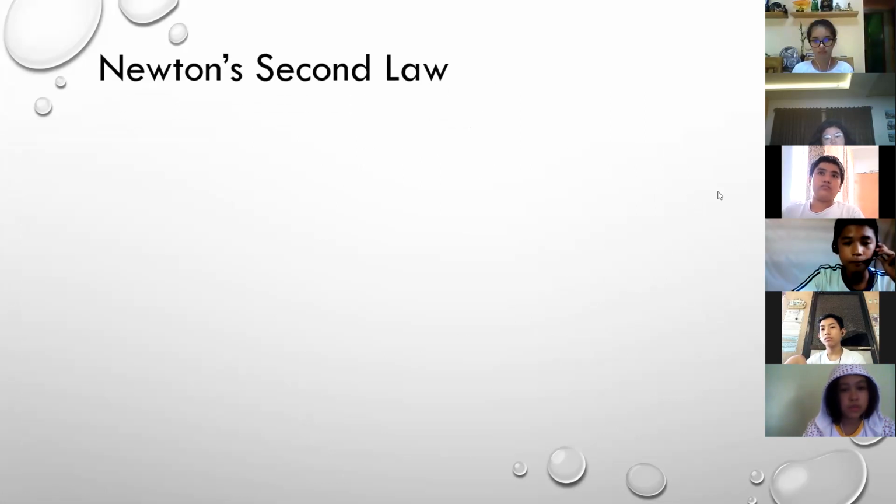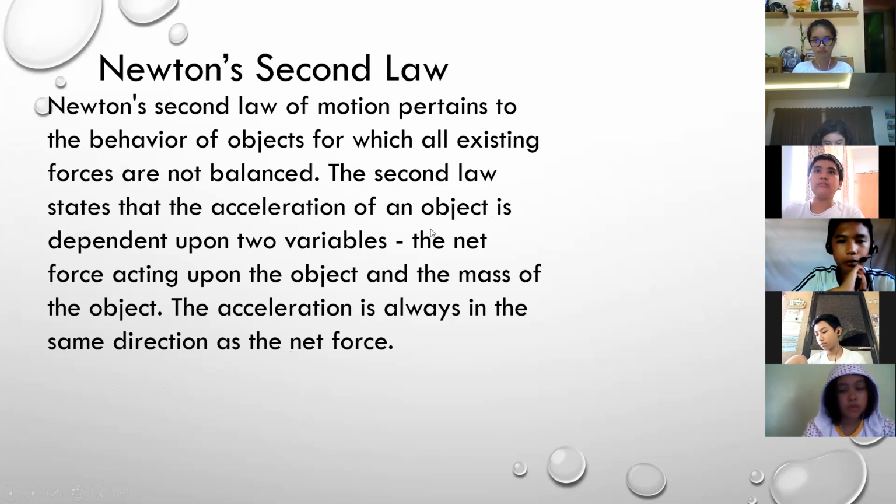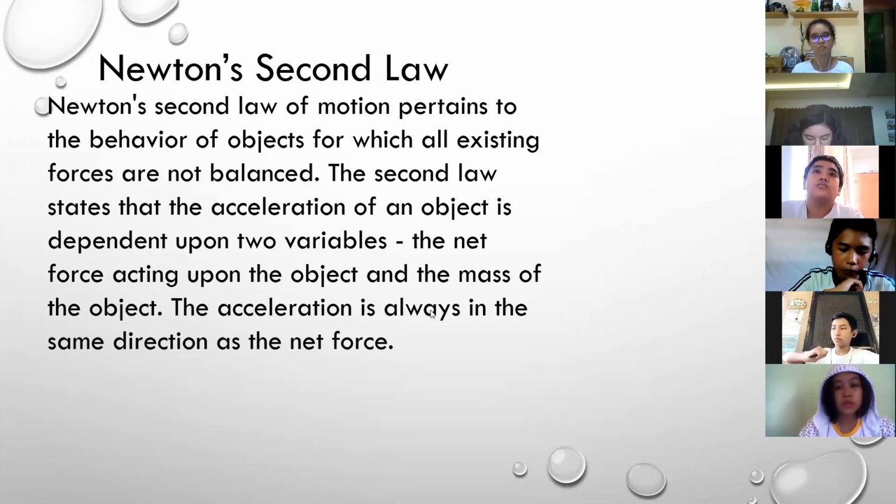We have here the second law generated by Newton. Newton's second law of motion pertains to the behavior of objects for which all forces are not balanced. In the previous law, all forces are balanced. If it's in motion, it stays in motion. If it is at rest, it stays at rest.